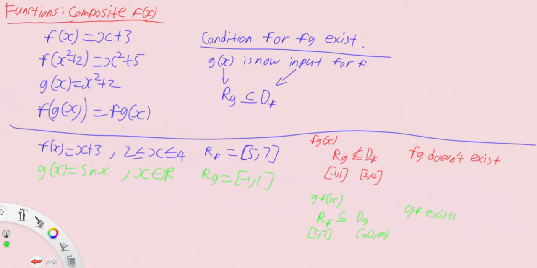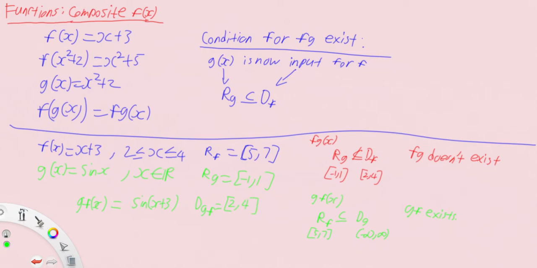Now this is the effect on gf. So we now have gf(x) defined by sin(x + 3). You simply substitute every x in the function of g with f(x), so we have sin bracket x + 3. Now the domain of gf is simply 2 to 4, the domain of f.